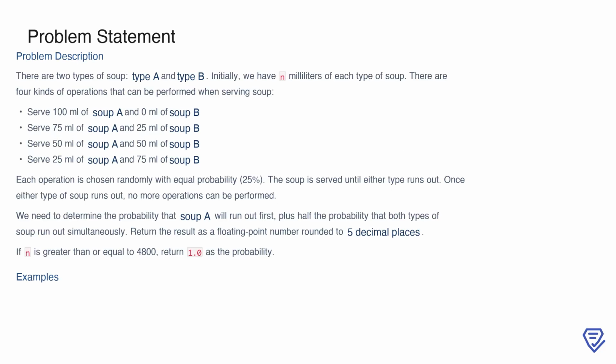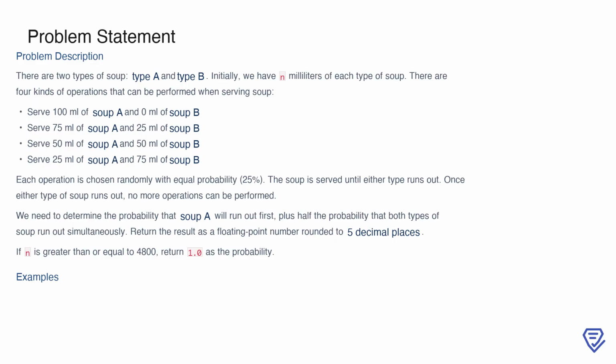In this problem, we are working with two types of soup, soup A and soup B. Initially, we start with n milliliters of each type. The goal is to serve these soups using one of four possible operations, which are chosen randomly with equal probability. The operations allow us to serve 100 milliliters of soup A and 0 milliliters of soup B, or 75 milliliters of soup A and 25 milliliters of soup B, or 50 milliliters of each, or finally, 25 milliliters of soup A and 75 milliliters of soup B.